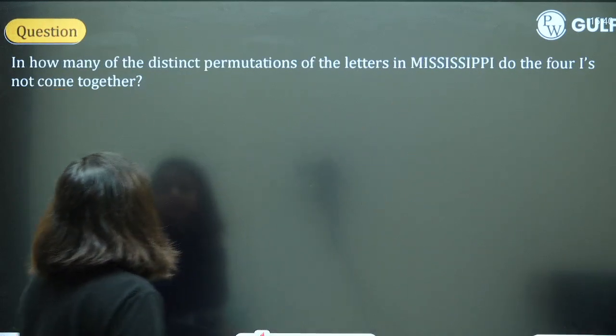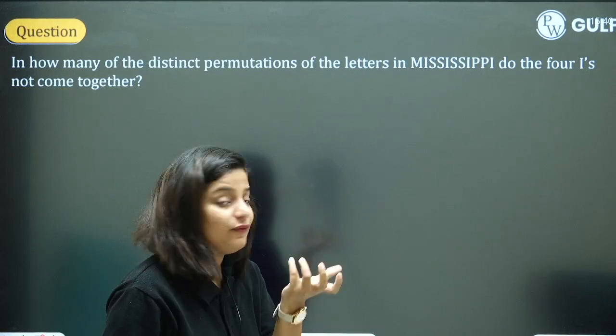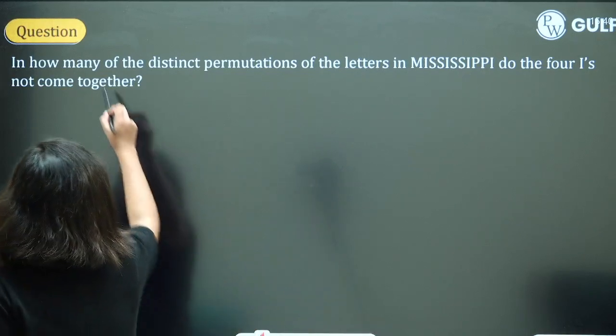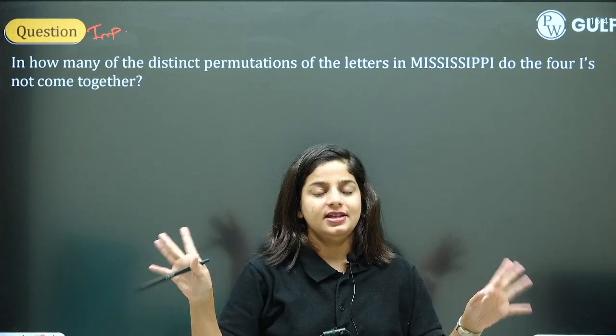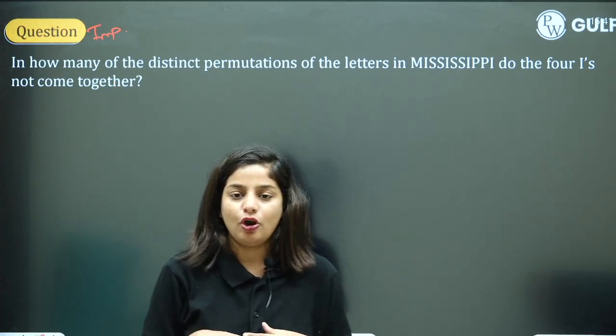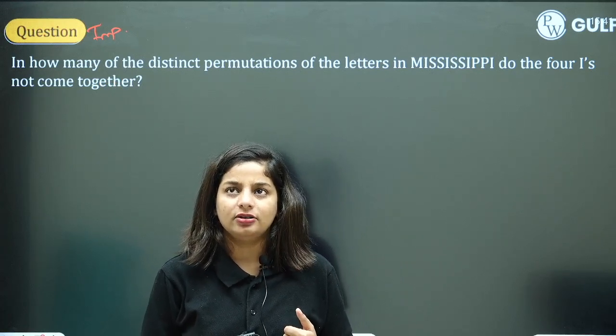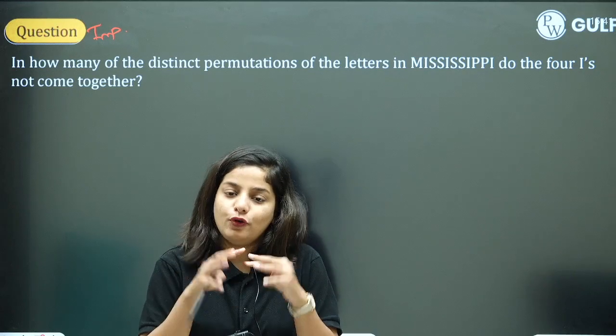Okay, next. In how many distinct permutations of the letters in Mississippi do the 4 I's not come together? Now it's a very special and important question. Is it block method or gap method? It's neither. I'm saying the 4 I's should not come together. 3 I's can come together, 2 I's can come together. All 4 should not come together.